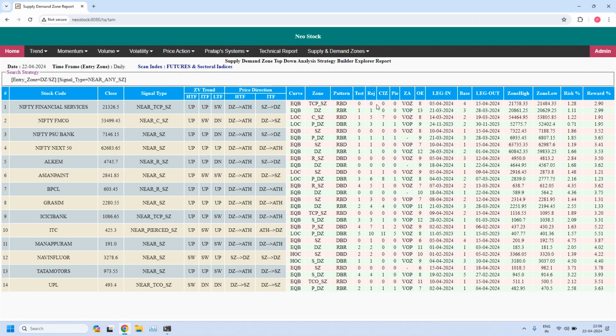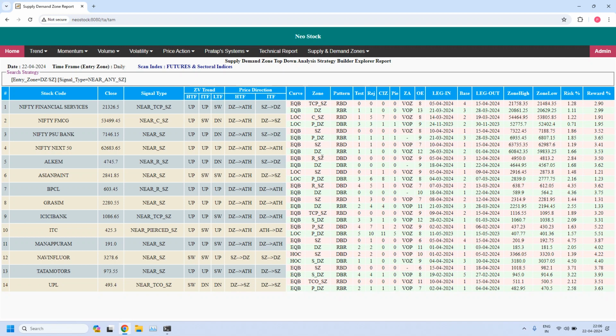This is a fresh zone. But you need to check the quality. If the quality is good, if there is a fine-tuned 5-minute zone, you can plan. Otherwise, zone will be violated. You know those rules. So FinNifty is there, very good. And next one is Nifty FMCG. So it is indices. We don't plan in indices.